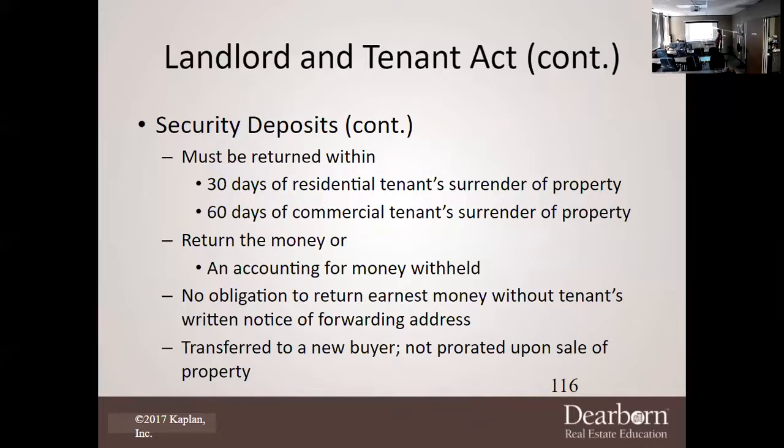Now, security deposits must be returned within 30 days of the residential tenant's surrender of the property, or 60 days of the commercial tenant's surrender of the property. The return of the money or an accounting of the money that was withheld must also be given, and there's no obligation to return earnest money without the tenant's written notice of a forwarding address. Now, it's transferred to a new buyer, but not prorated upon the sale of the property.